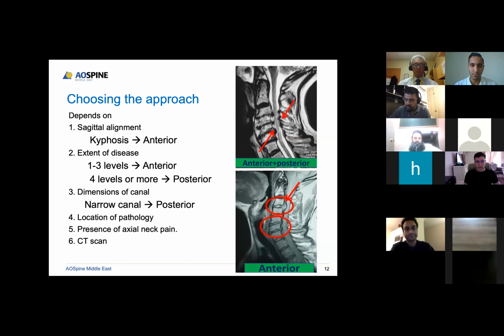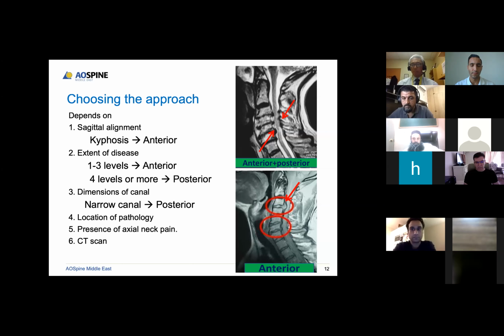Extent of the disease is another factor that plays a very important role in how to choose your approach and your procedure. If I have 1 to 3 and up to 4 levels, I prefer to go for ACDF. If more levels, I would prefer to go from posterior. The dimension of the canal also plays an important role. For example, if you have a congenitally narrow canal, posterior approach is my favorable procedure. Location of the pathology and presence of axial neck pain, all these are factors which play very important roles in decision-making for your approach and your procedures.